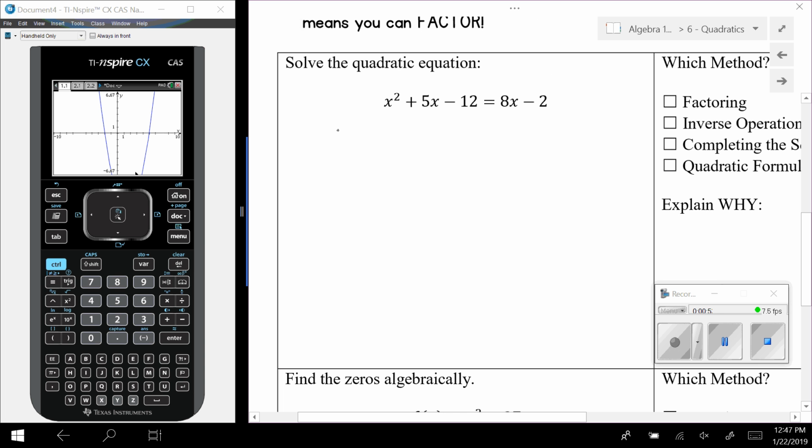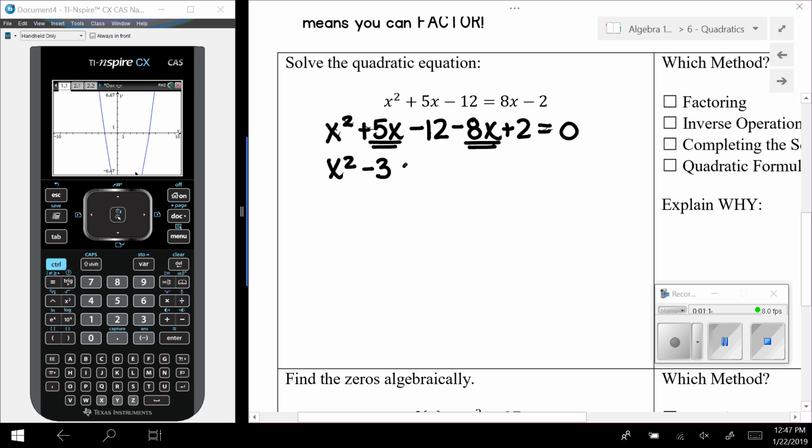So unfortunately, it is not set equal to 0, so I'm going to do that first. When you are changing sides, you are changing sign. That is why I wrote minus 8x plus 2, and of course it's going to be equal to 0. My next step is to combine like terms. So 5x minus 8x is negative 3x, and then negative 12 plus 2 is a positive 10.